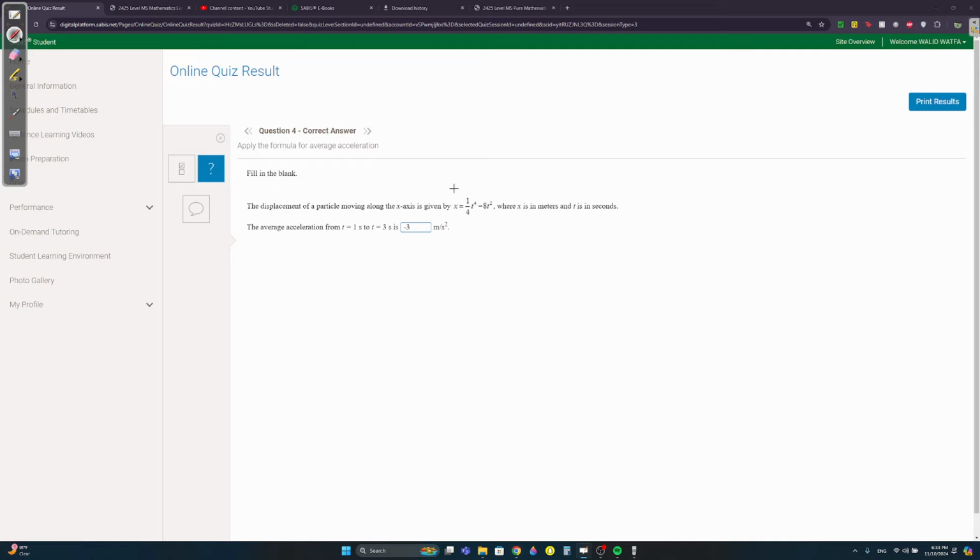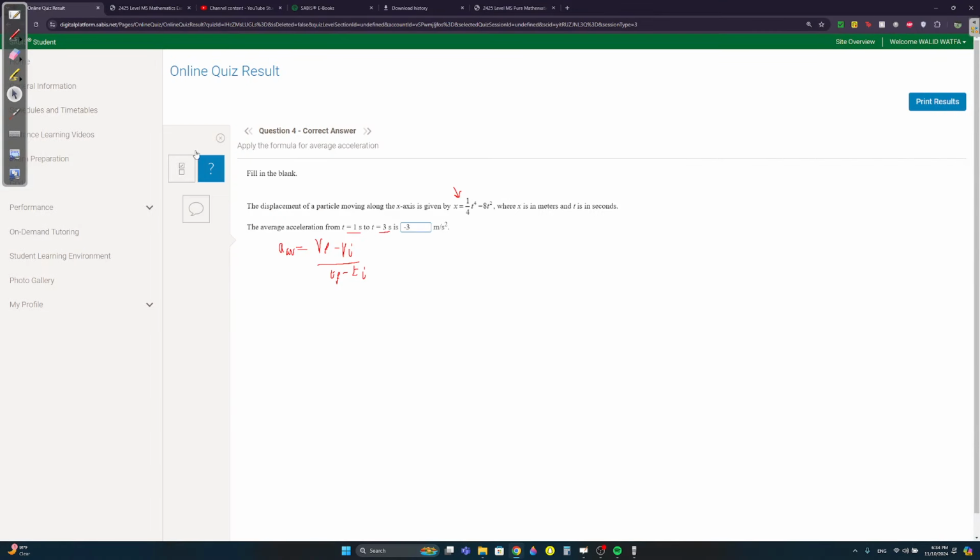So they gave you displacement, they gave you x(t), and they want acceleration from t equals 1 to t equals 3. Okay. Here, if you say they want a(t), then you would be wrong. Why? Because they're saying average acceleration. What's average acceleration equal to? It's equal to final velocity minus initial velocity over final time minus initial time.